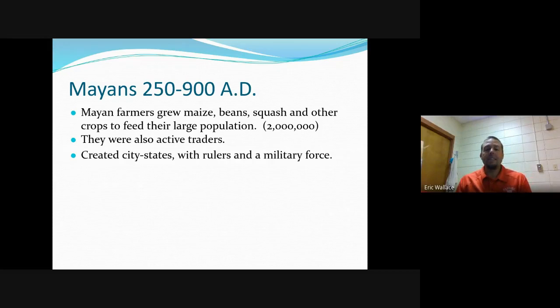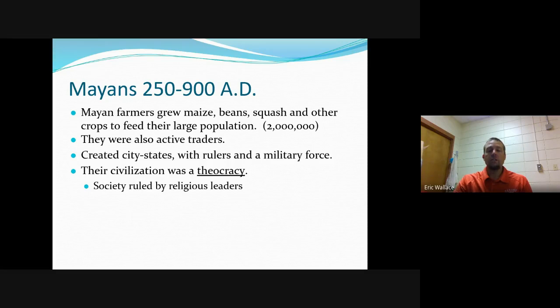They created a city-state with rulers and a military force. Really, all these civilizations were known for conquering groups of people. They would conquer these people, make them slaves, and use them for other purposes, which we'll get to in just a second. Okay, their civilization was a theocracy. Basically, what that means is they didn't have a king or queen. The religious leaders ruled society.